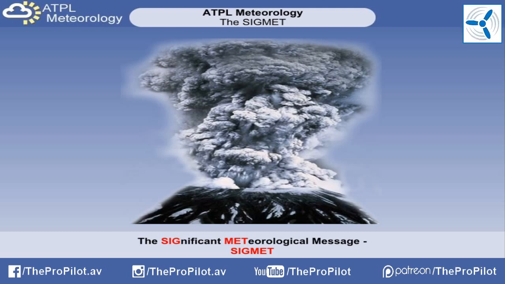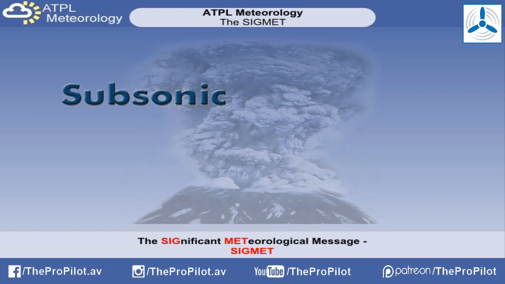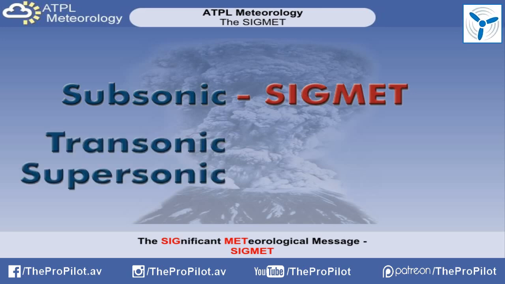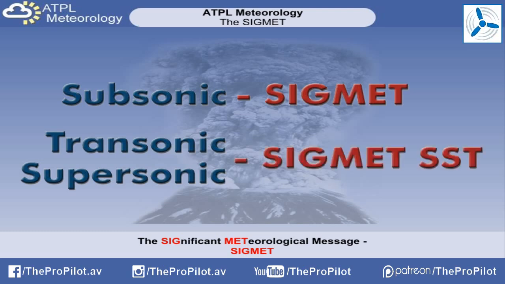Messages containing SIGMET information for subsonic aircraft are simply identified as SIGMET, whereas those with SIGMET information for supersonic aircraft during transonic or supersonic flight are identified as SIGMET SST.